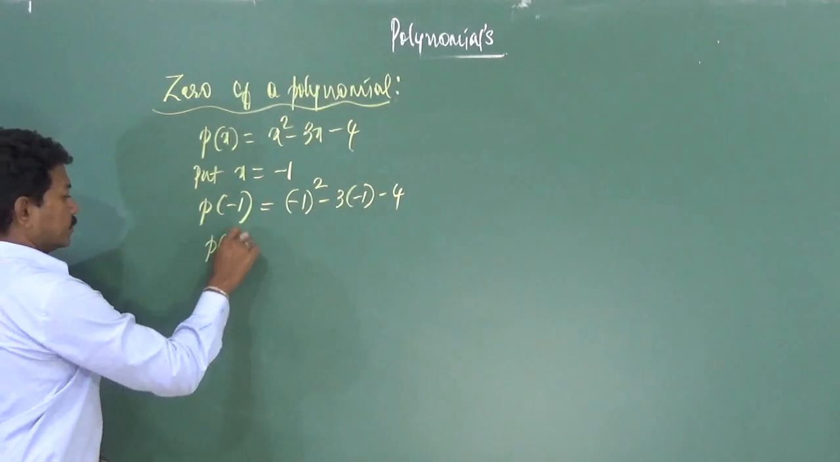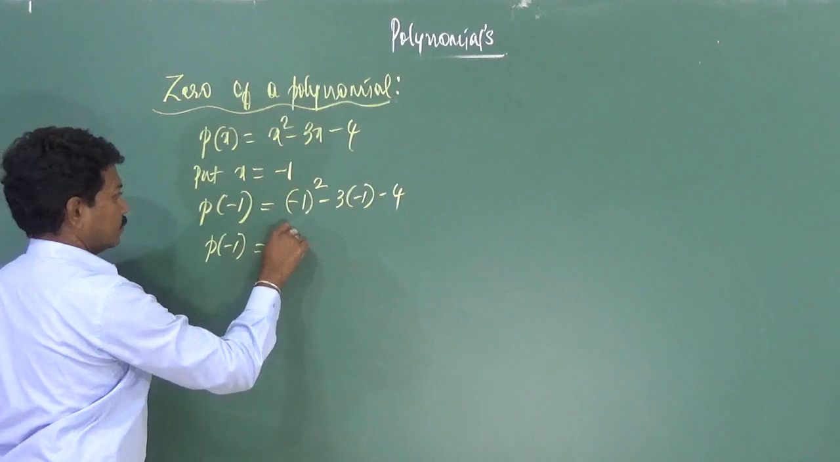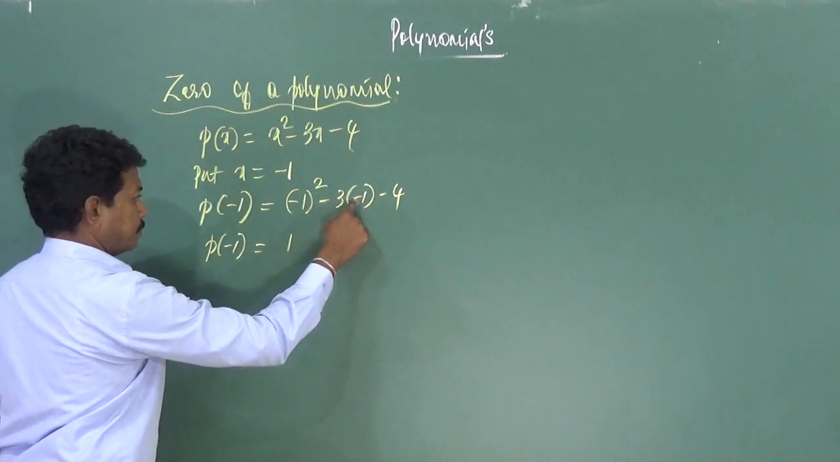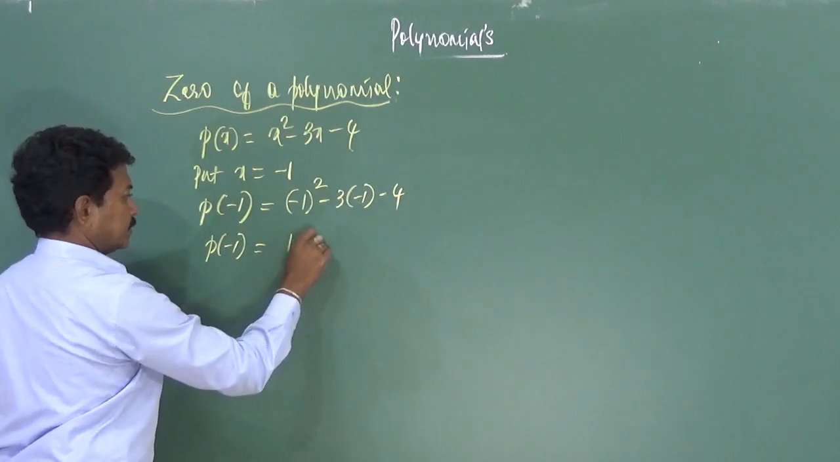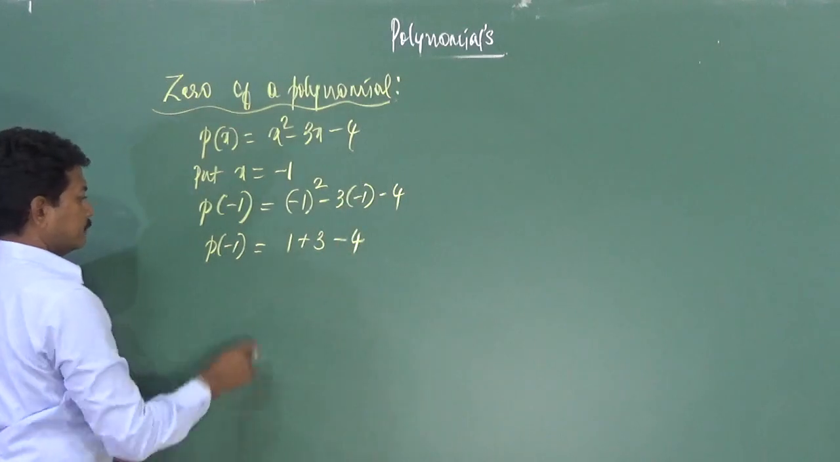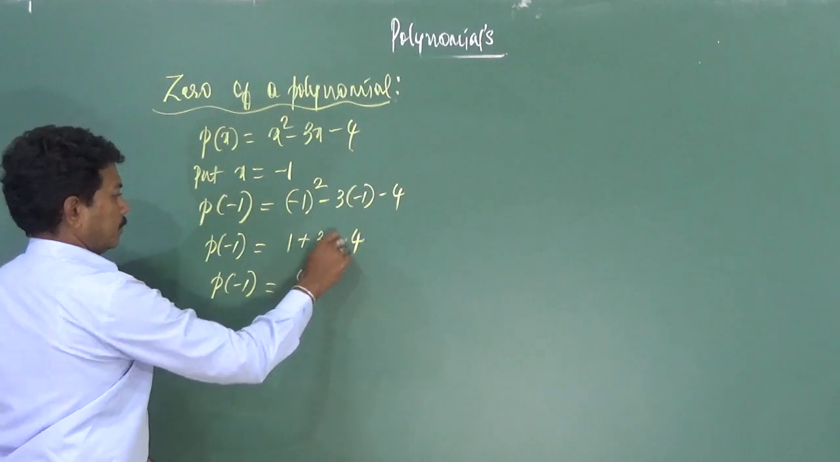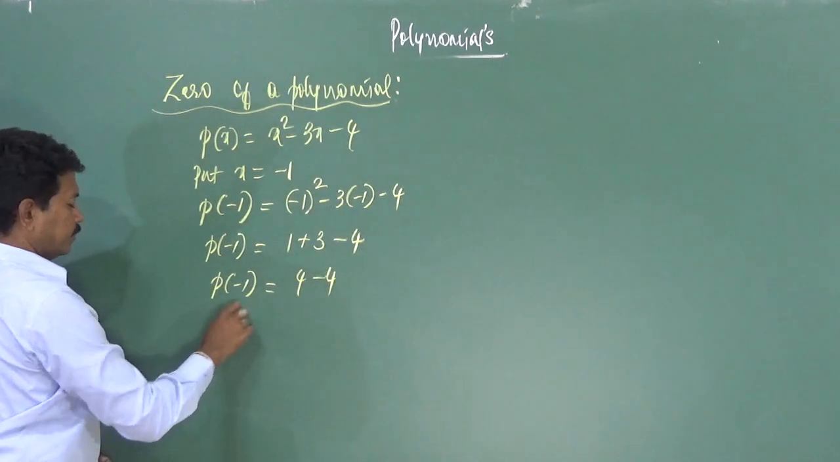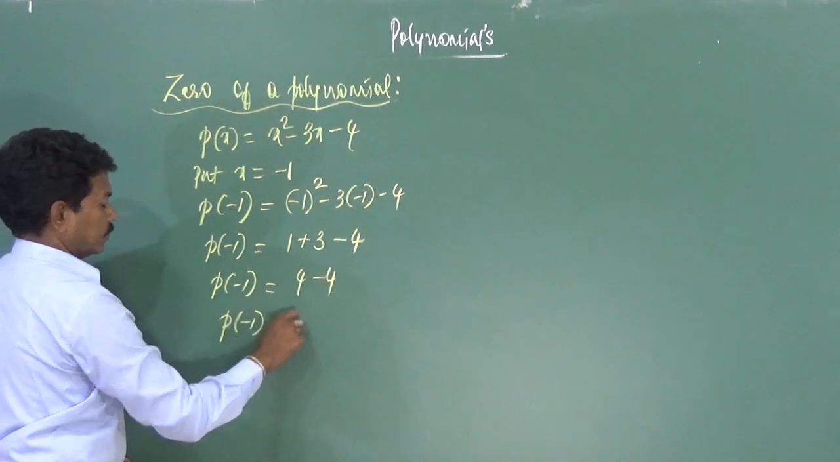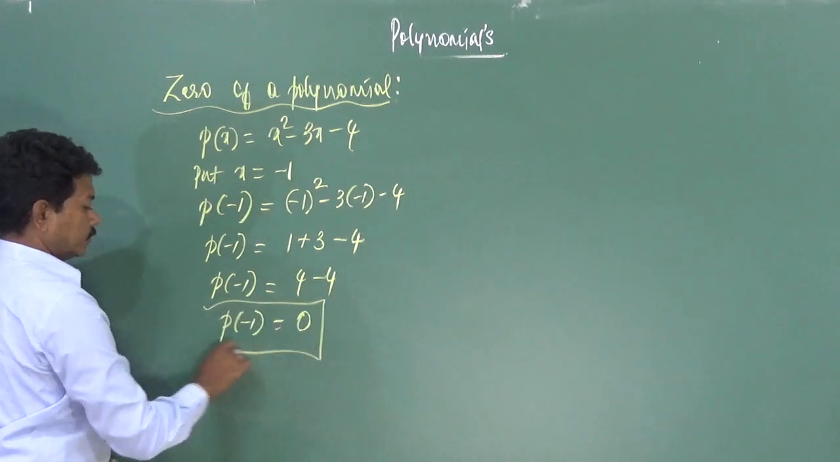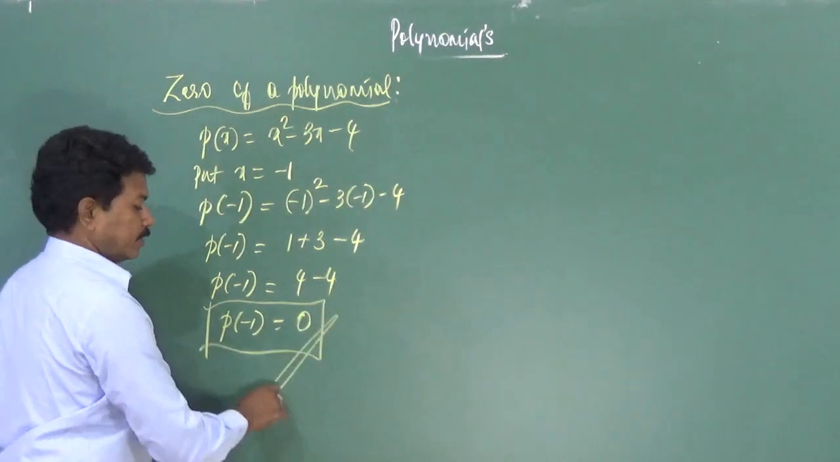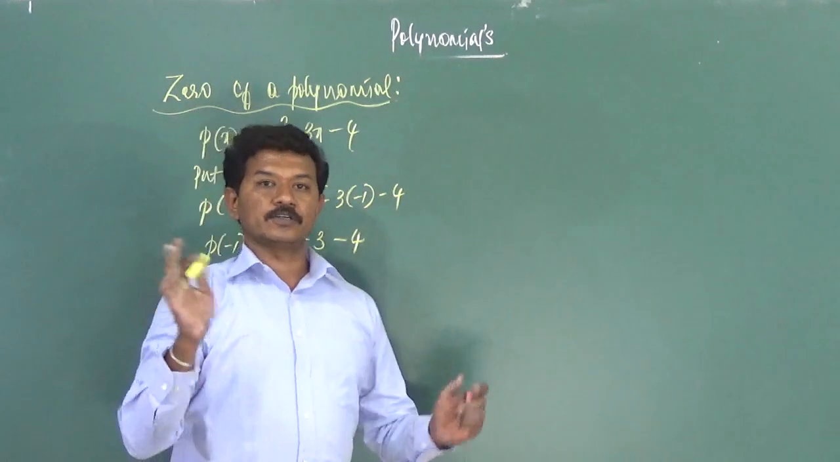So p of minus 1 is equal to minus 1 whole square is 1, minus into minus is plus, 3 ones are 3, minus 4. So p of minus 1 is equal to 1 plus 3 is 4 minus 4. So p of minus 1 is equal to 4 minus 4 is 0. So this is a very important result what we have got.